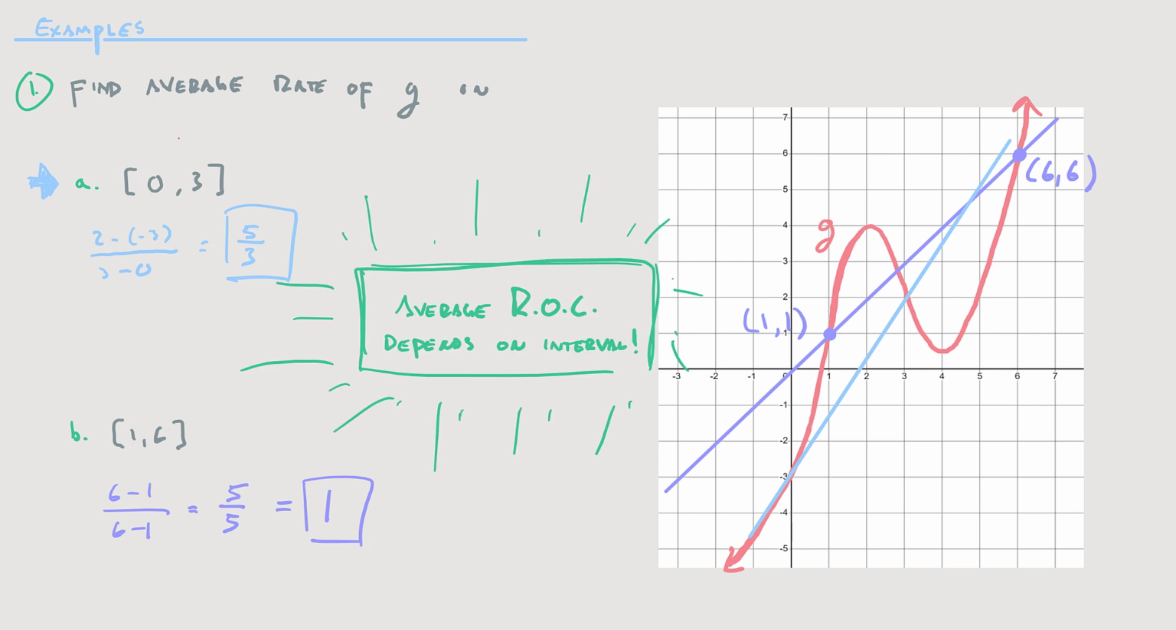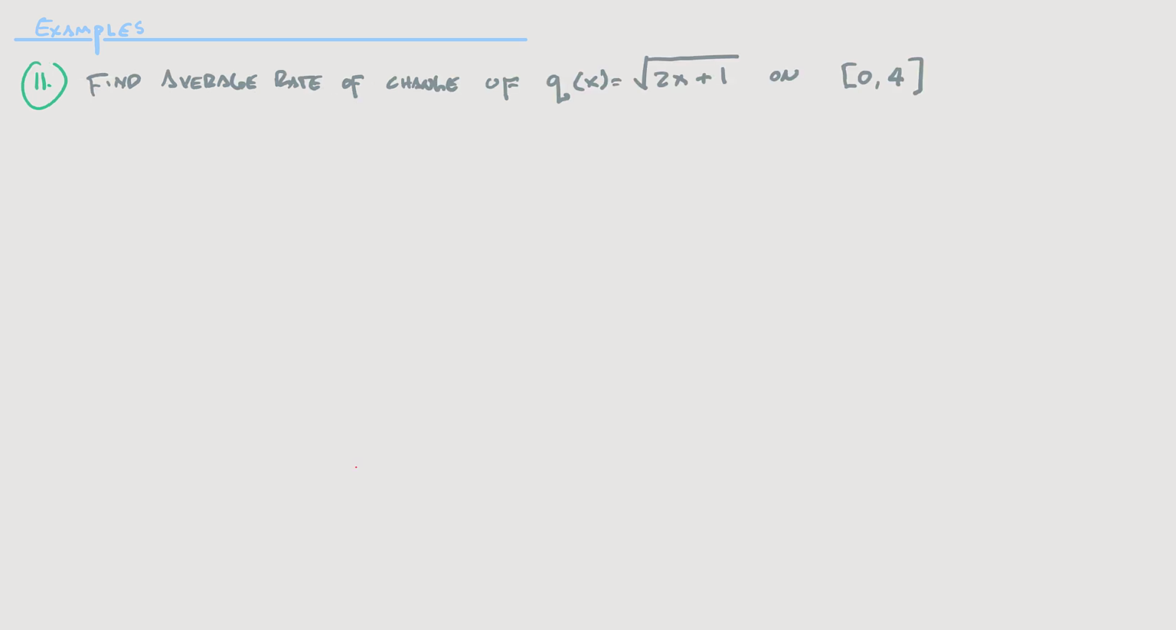So one very important thing to keep in mind is that the average rate of change of a function is going to depend on the interval that you choose. I mean, here we got 5/3, here we got 1. So average rate of change will change based on the interval that you pick. But what if you don't have a graph? Right, example 2 says find the average rate of change of q of x is equal to the square root of 2x plus 1 on the closed interval 0 to 4.